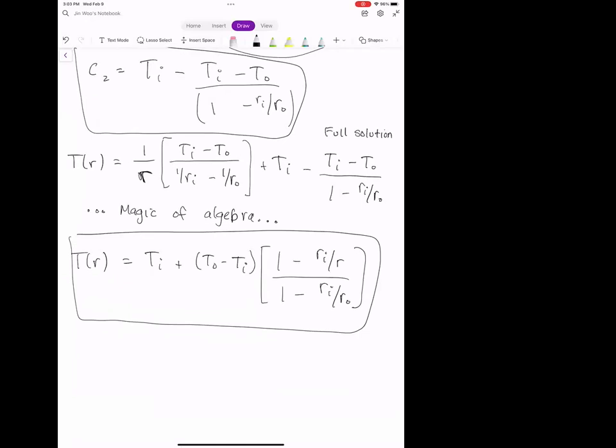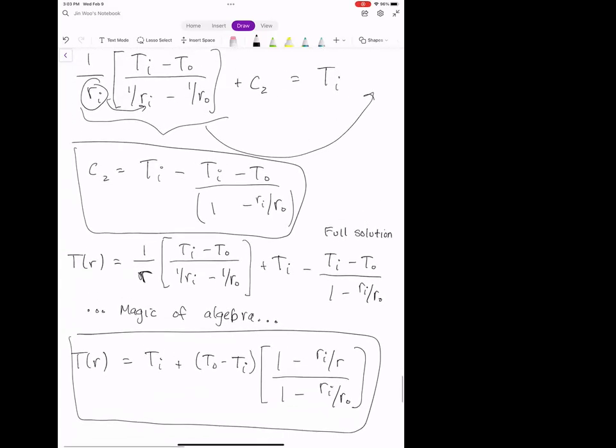All right, any questions on this? Yep. So this is the form that's displayed in the textbook, so I wanted to show it to you in case you were referencing that. But if you were to leave it in the form up here, that's okay.